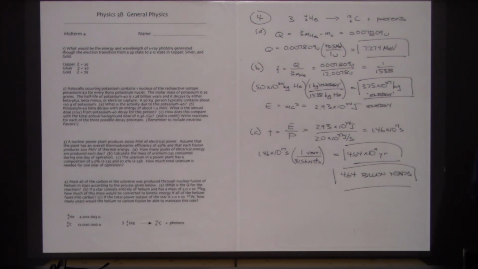So this star, if it's using helium to carbon fusion, and it was entirely helium-4 to start with, that would be enough so that it could survive, it could shine, maintain its brightness for 4.5 billion years. That's a good long time.